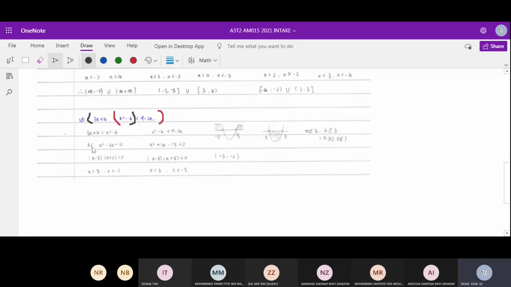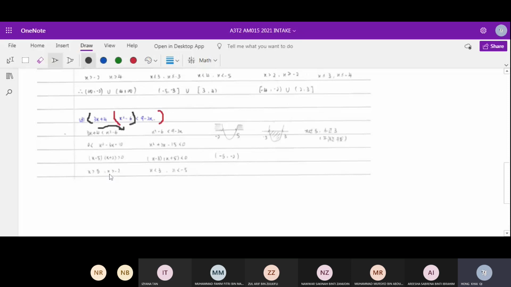So 3x plus 4 less than x squared minus 6. You move 3x to the other side. You'll get x squared minus 3x, and then 4 moves to the right hand side and becomes negative 4. So we'll get negative 6 minus 4, negative 10. After that, you factorize, and the answer will be x more than 5 and x more than negative 2.